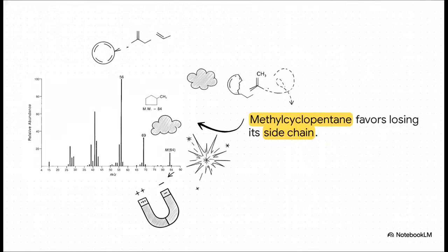Now, if you add a side chain to that ring, you create an obvious vulnerability. Take a look at methylcyclopentane. While it does still lose ethene, which you can see again at m/z 56, the absolute most favorable mode of fragmentation is losing that methyl side chain entirely. The crucial clue here is that massive peak at m/z 69. When a ring has a tail, chopping off that tail is simply the easiest way for the molecule to stabilize its positive charge in the gas phase.